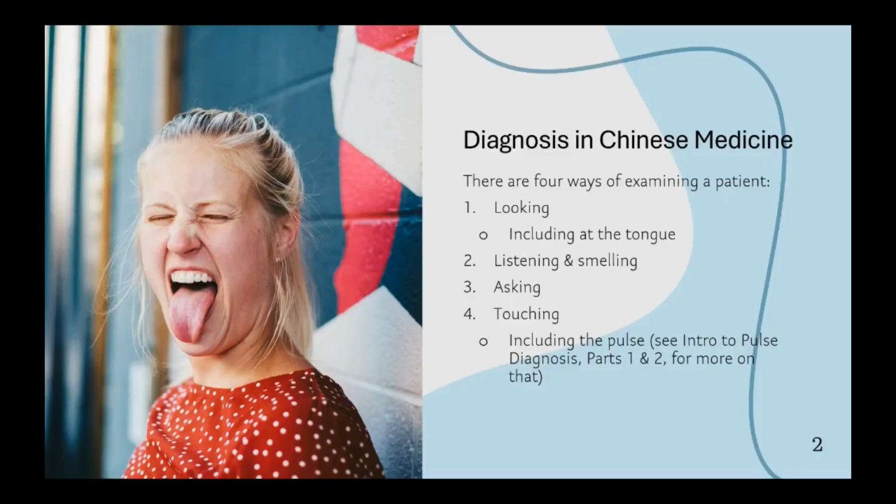Typically when I do my intake with a patient for Chinese medicine, we go through all the body systems and any symptoms that people may have, and then through touch. So that might be palpating the channels or meridians, or the different areas of the body, and then of course through listening to the pulse. So today we'll start to talk about looking at the tongue.